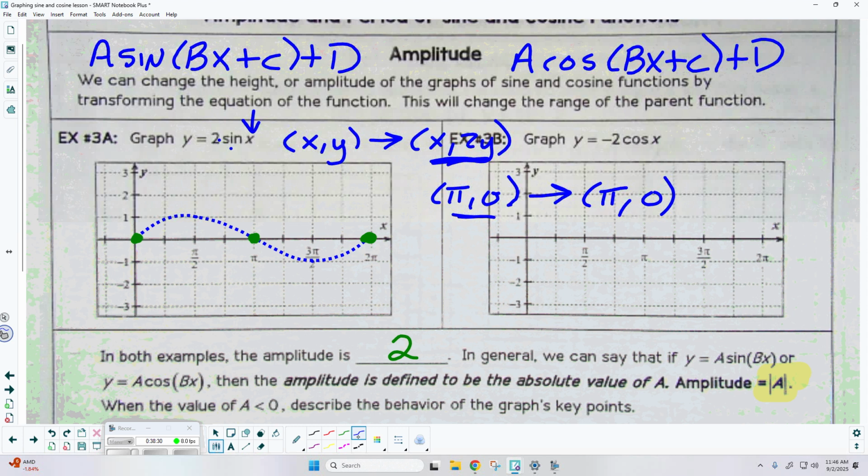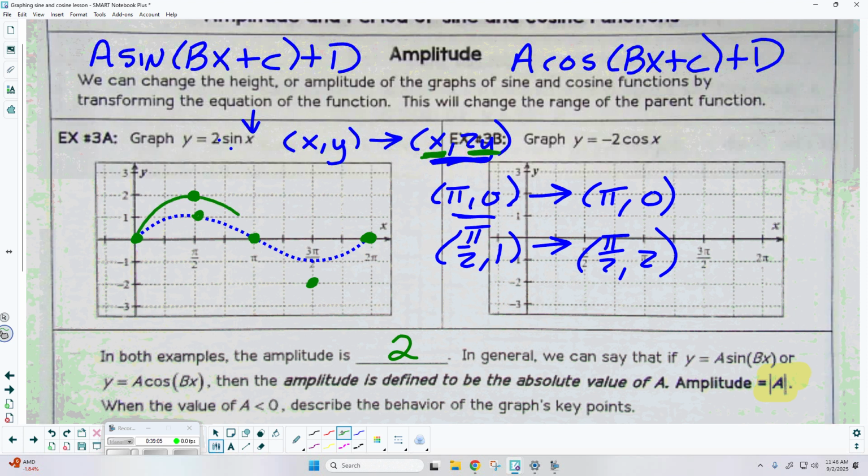But somebody help me out. This one right here, what about pi over 2, 1? So pi over 2 comma 1, what would that be? Pi over 2 comma 2, because 2 times 1. See, the x's, nothing is happening to them. It's only the y values that we're doubling. So this will now be at pi over 2, 2. What about 3 pi over 2, negative 1? 3 pi over 2, negative 2. And now we go ahead and connect that with a smooth curve. So it's going to look just like this.